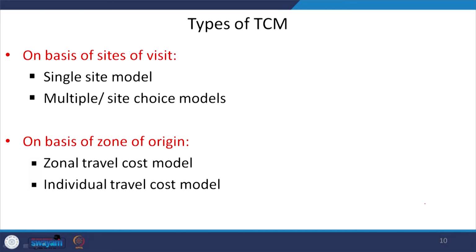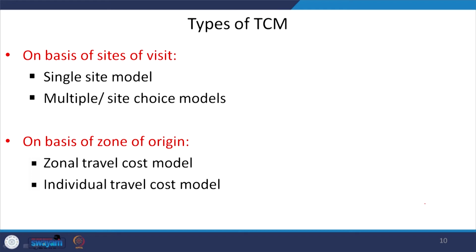So, based on these dimensions, what are the 3 dimensions that we must take into account in the travel cost method? Here we can actually have a framework. As far as the typology of the travel cost method is concerned, we can divide this travel cost model broadly into 2 categories: based on the sites of visits and based on the zone of origin.